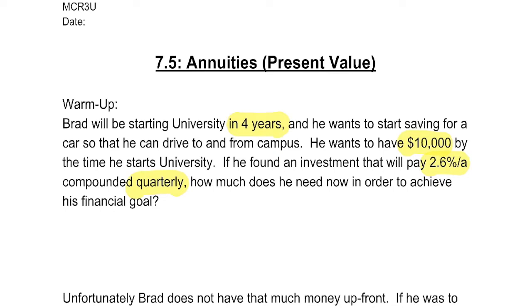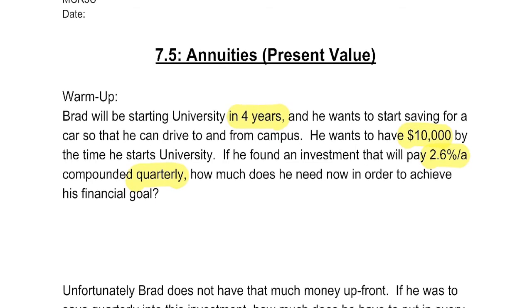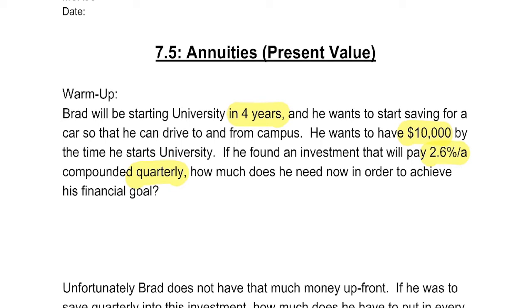So we're talking about present value, and we're assuming here that it's just a one-time investment. So this is just going to be a compound interest formula. Again, future value is equal to the present value times 1 plus i to the power of n. Before we start plugging numbers into this equation, we have to determine what we're given. First, we're given years, so time is 4 years. He wants to have $10,000 by the time he starts university, so his future value is $10,000.